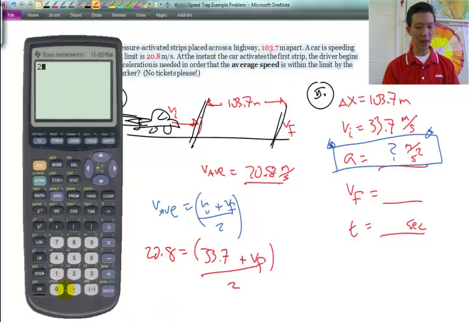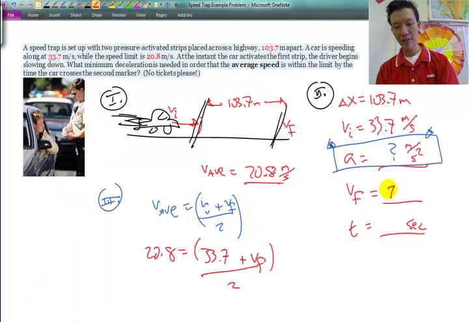So anyway, let's just plug and chug. I take my average speed, 20.8. I multiply that sucker by 2. And then to get VF by itself, I have to subtract 33.7 from both sides. Okay? A little bit of basic algebra. I get a final velocity of 7.9 meters per second. Okay? VF is 7.9 meters per second.